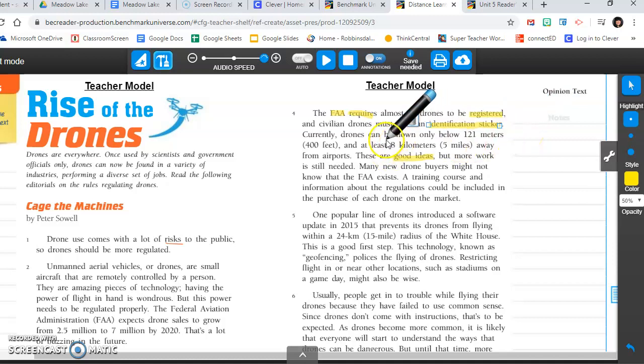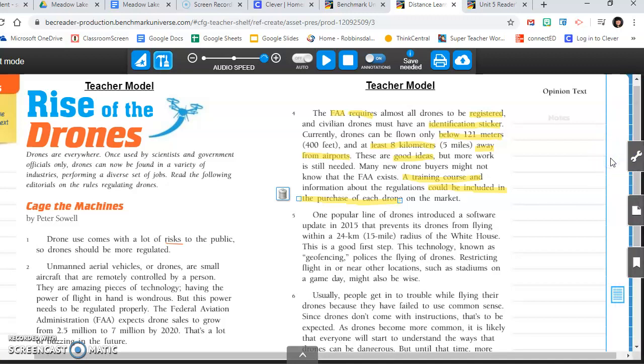I also see that drones can only be flown a certain way, below 120 meters and at least 8 kilometers away from airports. So I highlighted those details that tell me how the author's showing a possible solution for the issue with drones. The author also says a training course could be included in the purchase of each drone. So the author's saying we're doing some stuff to regulate drones and solve those problems we mentioned earlier, but we could do more as well. Now, these are all solutions to the problem of drones being dangerous that were mentioned earlier.